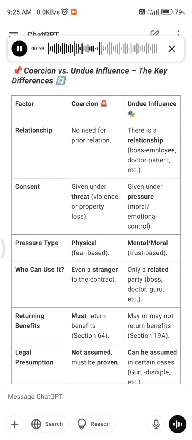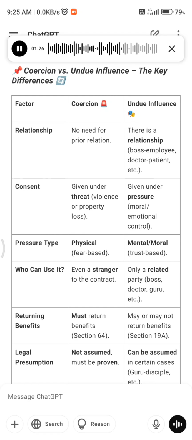Relationship: coercion, no need for prior relation. Undue influence, there is a relationship, boss-employee, doctor-patient, etc. Consent: coercion, given under threat, violence, or property loss. Undue influence, given under pressure, moral-emotional control. Pressure type: coercion, physical, fear-based. Undue influence, mental, moral, trust-based. Who can use it? Coercion, even a stranger to the contract. Undue influence, only a related party, boss, doctor, guru, etc.